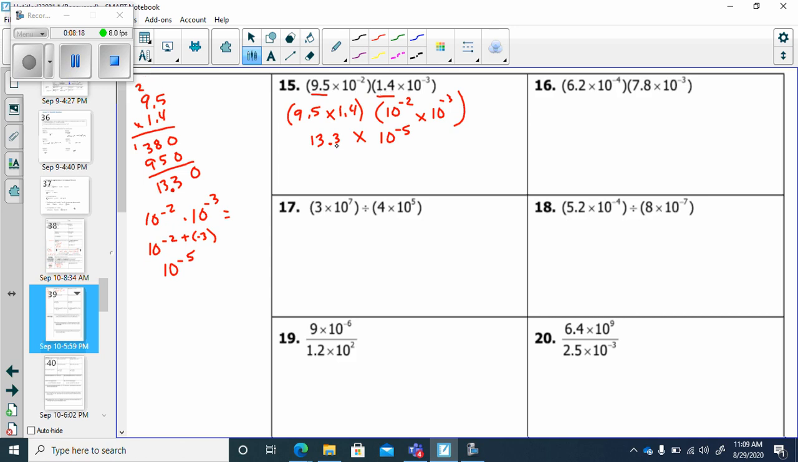All right, now, is this in scientific notation? No, because 13 is bigger than 10. So we need to move our decimal one place this way, don't we? This would give me 1.33 times 10 to the, okay, let's see what to do to our exponent, our negative 5 here.